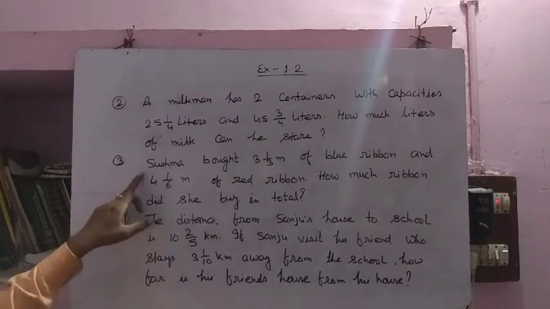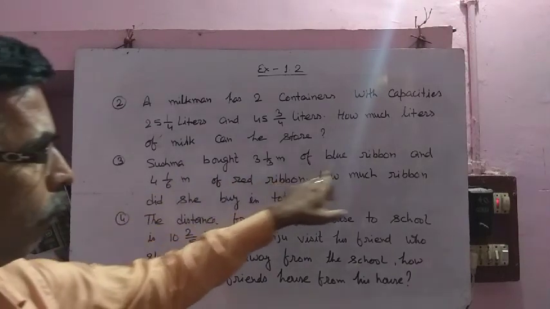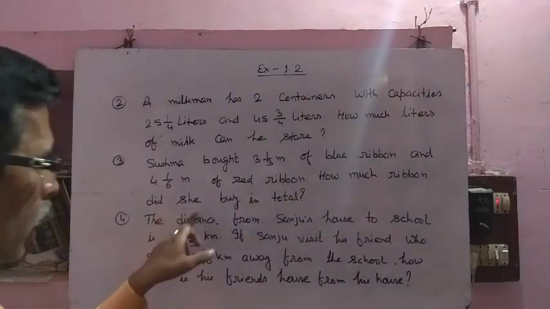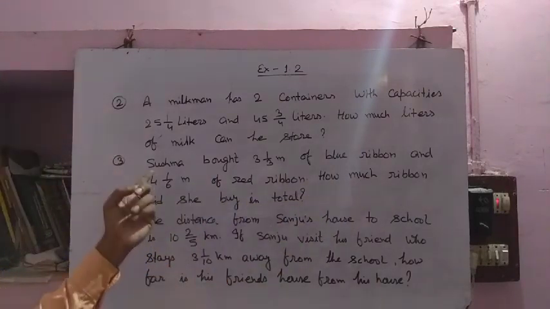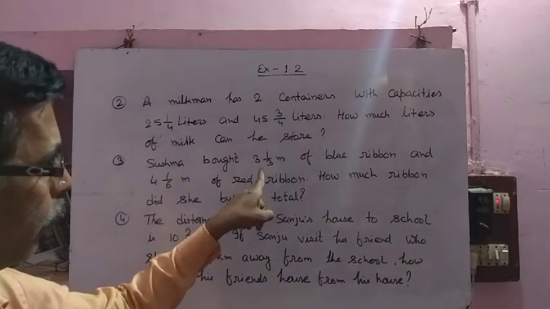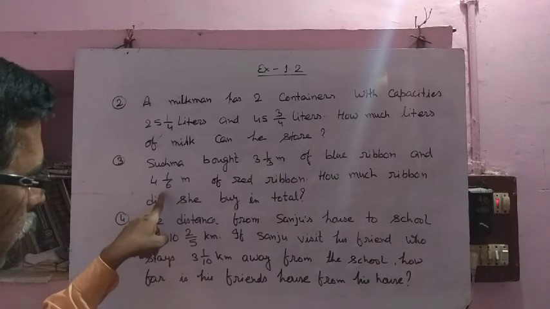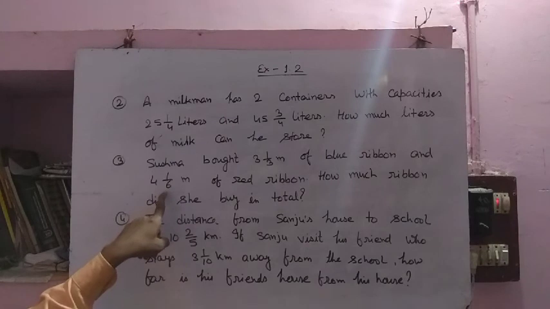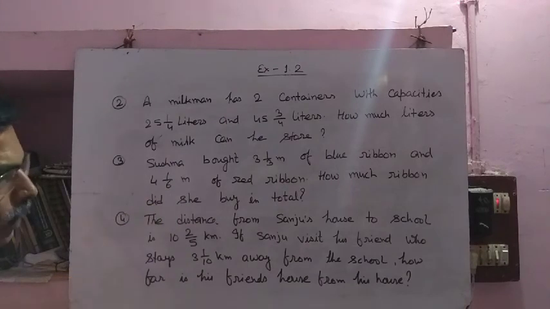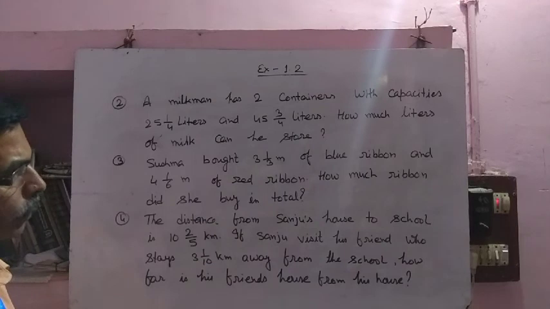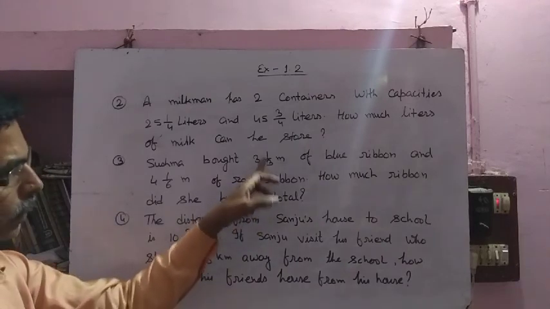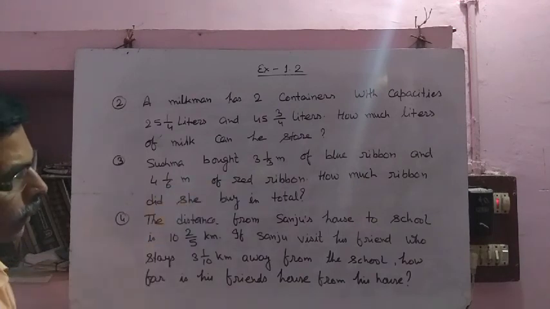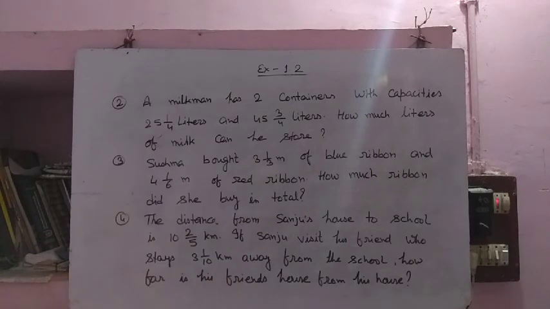You can use any method, whatever you have learned now. Okay. The second one: Susma bought this much meter of blue ribbon and this much meter of red ribbon. How much ribbon did she buy in total? So the statement is the length of blue ribbon is this much, the length of red ribbon is this one, total length of ribbon is equal to this much plus this much, and you can get the answer. Okay. You know the 2 methods to solve this, by using 3 plus 1 by 3, 4 plus 1 by 6, or by converting the mixed fraction into an improper fraction.